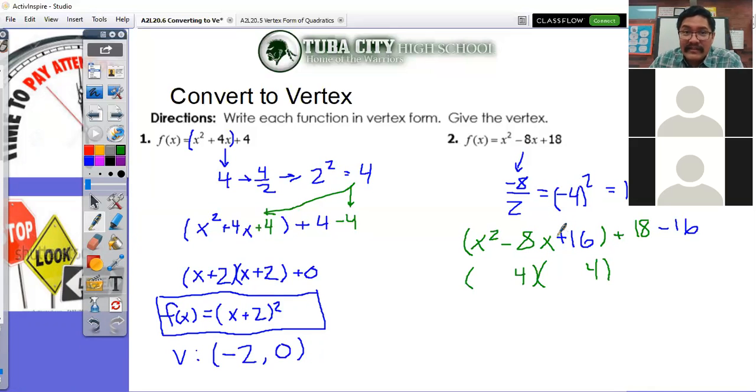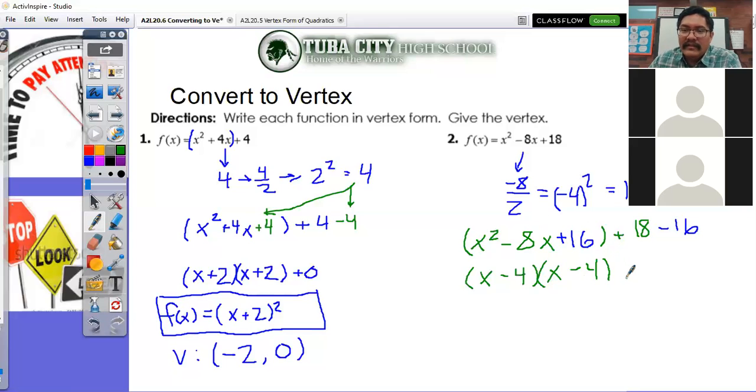All right, so if they are the same, they will be the same as whatever the first one is. Now, if we use FOIL, first numbers, x times x is x squared. X times negative 4 is negative 4x. Inside, negative 4 times x is also negative 4x. Negative 4x plus negative 4x is negative 8x. So that's how we got that middle number. Negative 4 times negative 4 for the last one is positive 16.